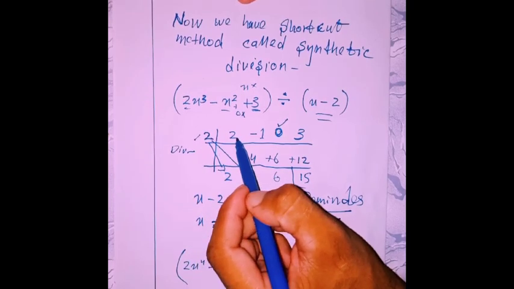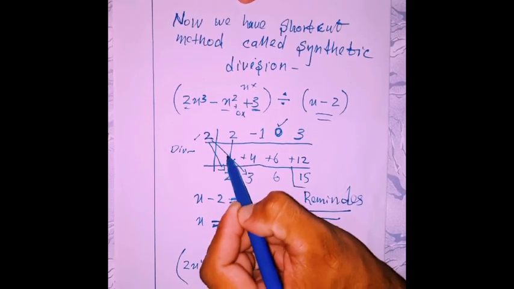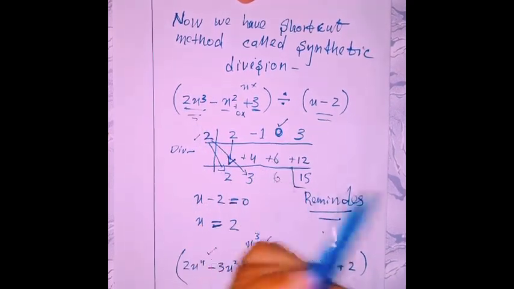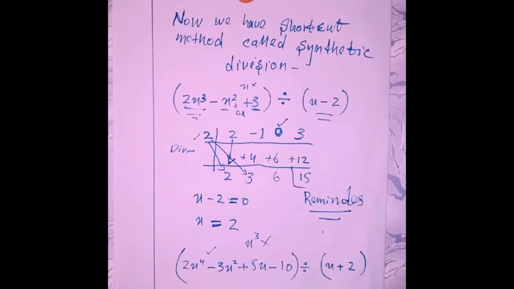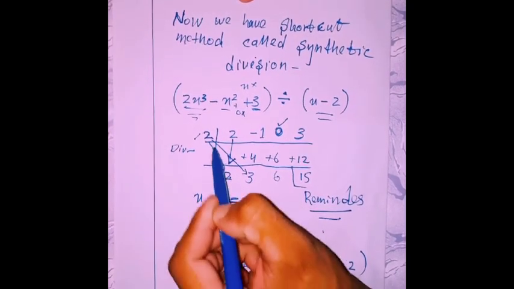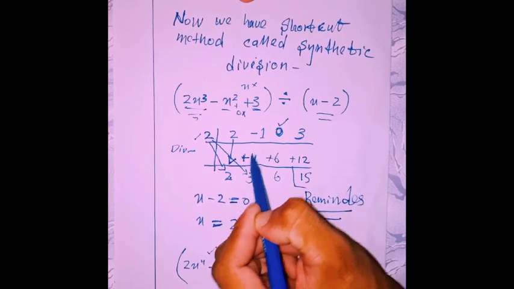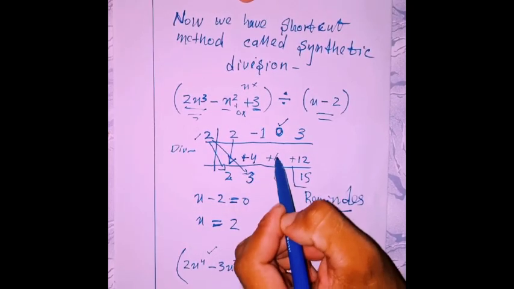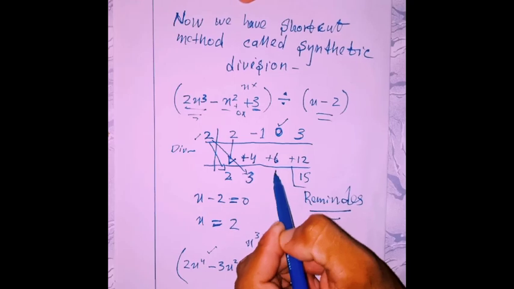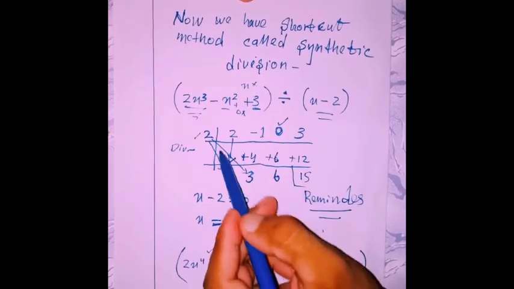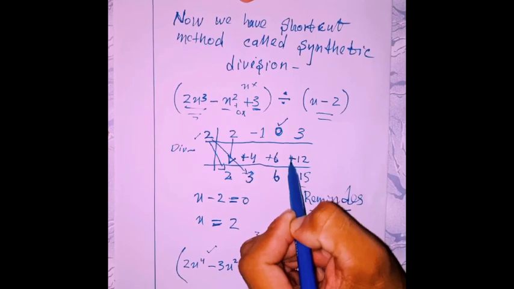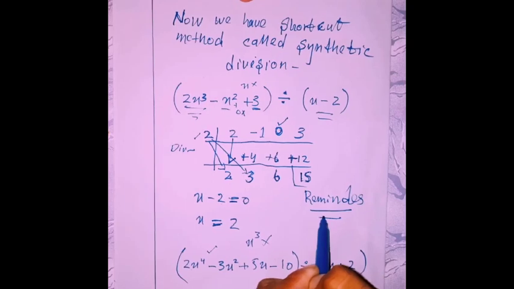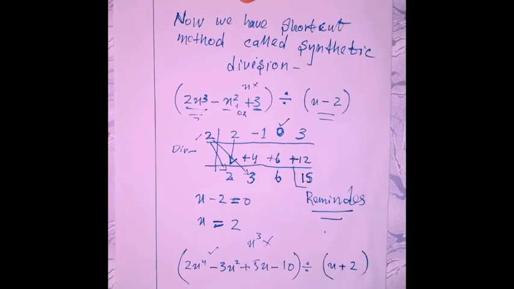Now first we have to put down the coefficient of x cube. We have to write down the coefficient of that term. Now we will multiply by 2 here. 2 into 2 is 4. So if we add minus 1 plus 4, here we get 3. Now if we multiply 2 into 3, we get 6. So 0 plus 6 is equal to 6. Now if we multiply 2 into 6, we get 12. So 3 plus 12 is equal to 15. So here we have the remainder equal to 15.